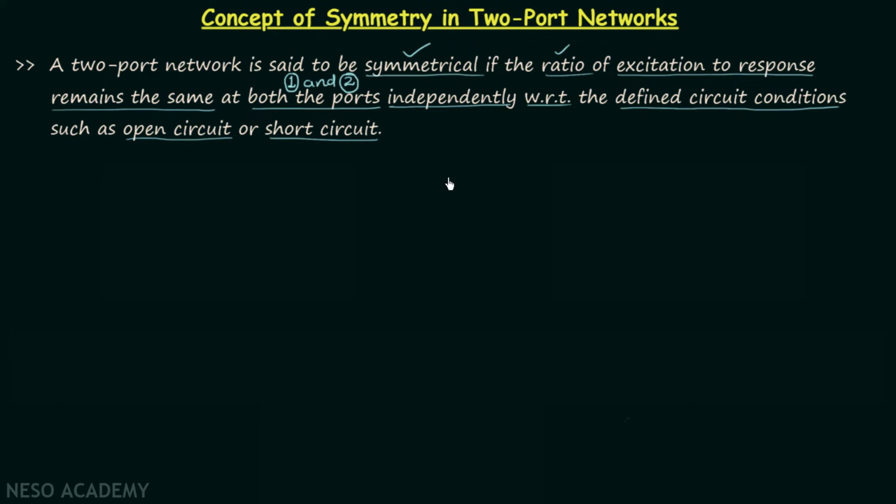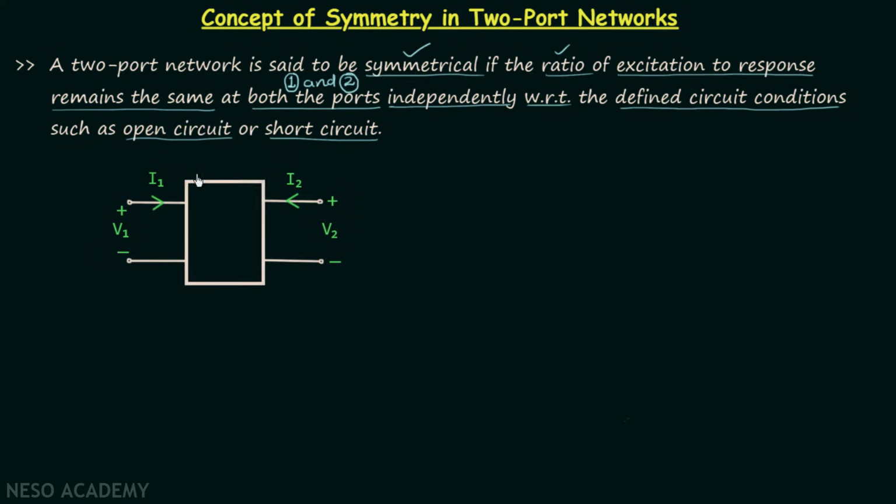In order to understand this in more detail, I have taken this two-port network and I will connect one voltage source providing the voltage equal to Vs between the two terminals of port number 1, and I will keep port number 2 open circuited. This means I2 will be equal to 0 ampere. Now in this case, Vs is the excitation and I1 is the response.